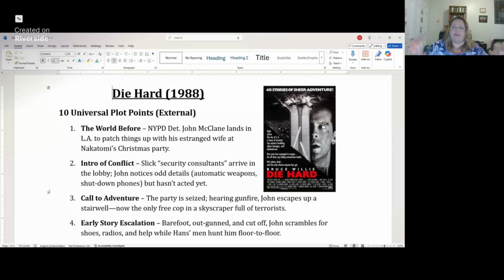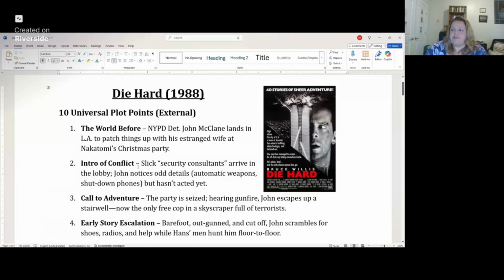We have him getting there, we're just establishing what's going on, who he is, the backstory about him and his wife being estranged, all of that, and setting up the situation. He's going to find her at her work, they're having a Christmas party, all of that. And then the intro is when he starts noticing things. We're getting some heightened tension, but nothing's really happened yet. And then boom, when the terrorists pull out the guns and take over everything and take the hostages, and it really begins, the coup begins, that is your call to adventure.